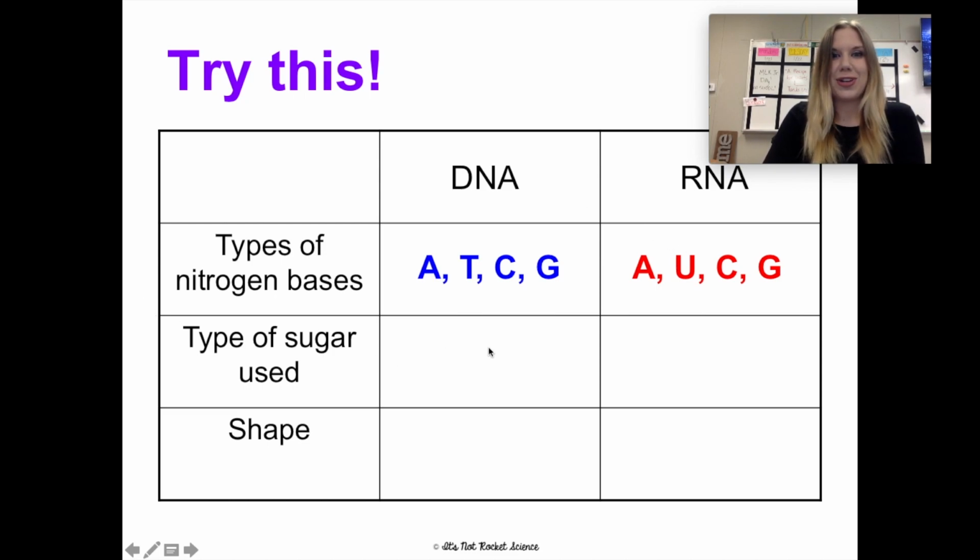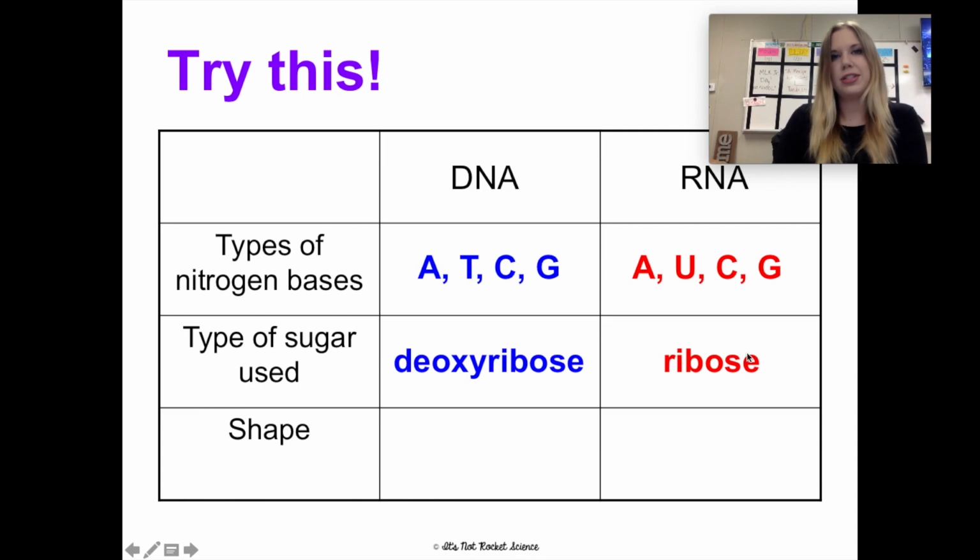Okay, so back to the sugar. So DNA, the sugar used. RNA, the sugar used. If you said deoxyribose and ribose, congrats, you just got it right. Nailed it. And lastly, the shape of DNA.